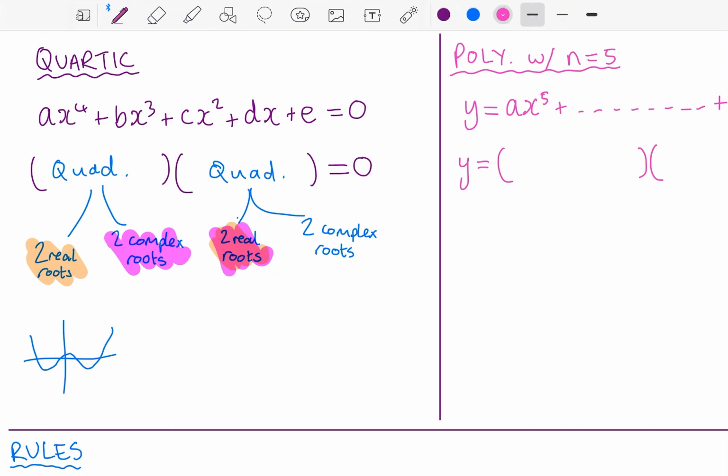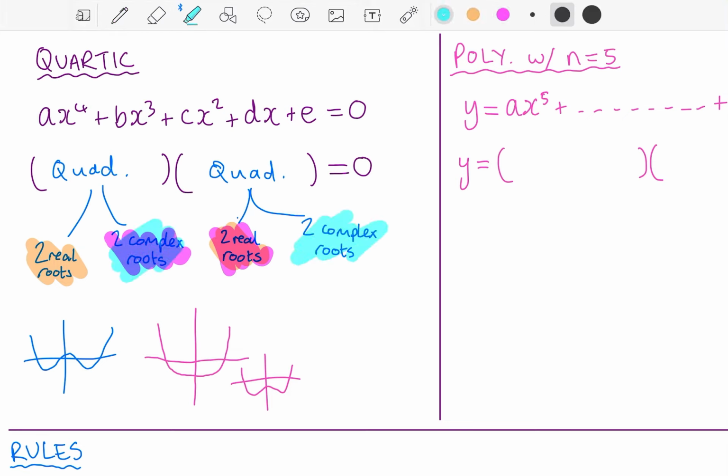You'd only see 2 x-intercepts on a graph. Some quadratics look a bit like that. It could also look like that as well. Or it could be upside down as well. Or both quadratics could give you complex roots. In that case, you have no visible x-intercepts on the graph, and so it just won't cross the x-axis. So it might look like that, for example.